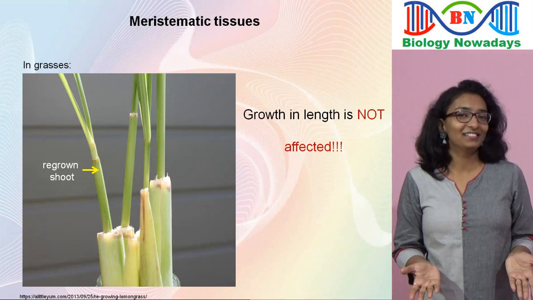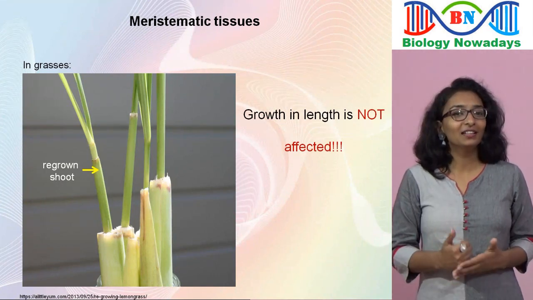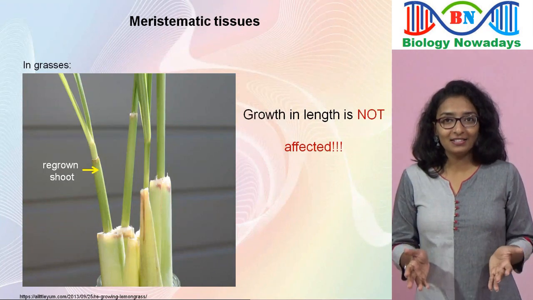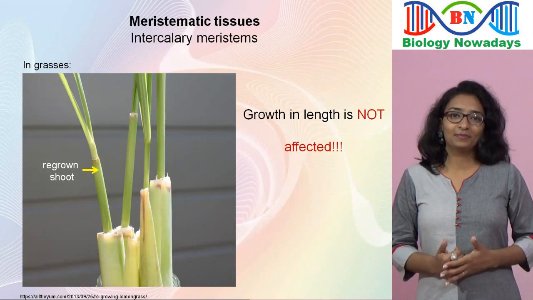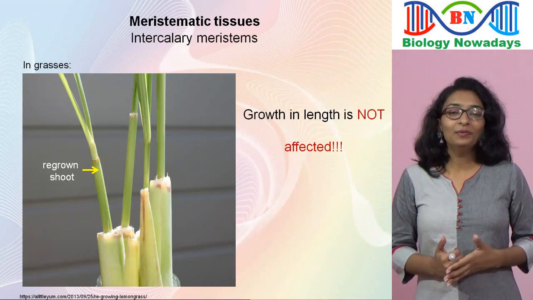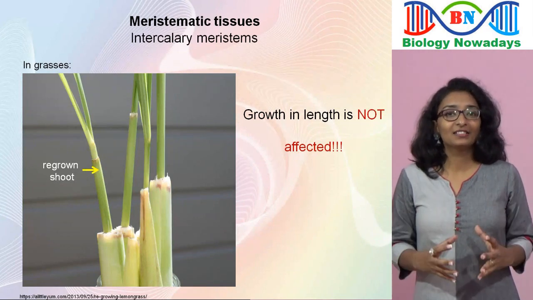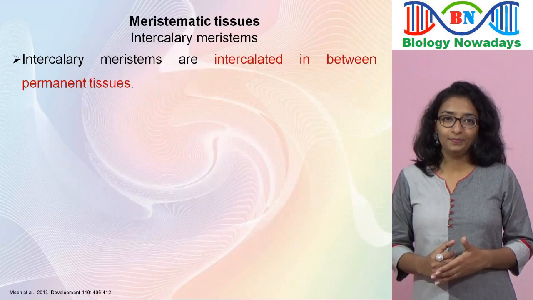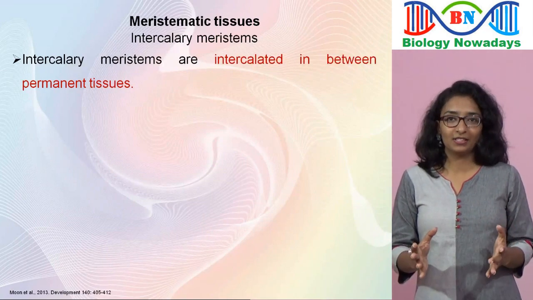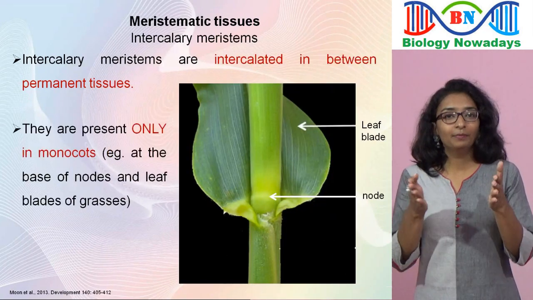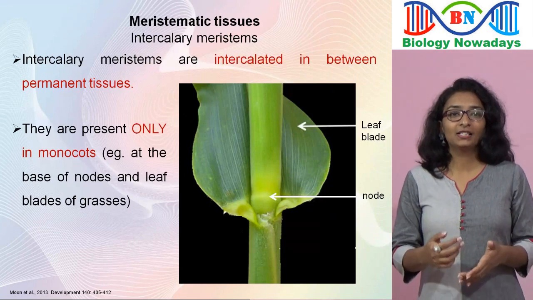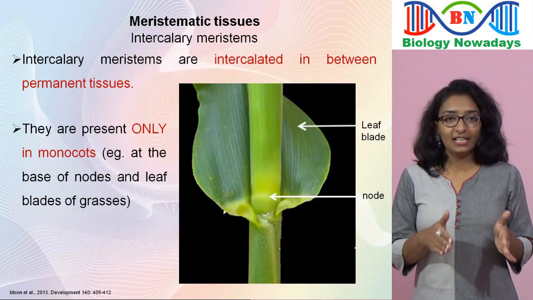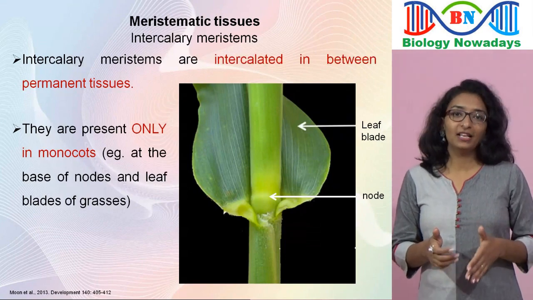What's the secret behind it? Why is the growth in length not affected in this case? The answer is that they have intercalary meristems. Intercalary meristems are the meristems intercalated or found in between the permanent tissues. They are seen only in monocots. For example, at the base of the nodes and leaf blades of the grasses. A node is the point of attachment of leaves, flowers or branches.